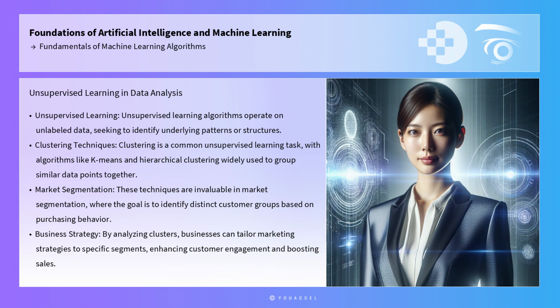In contrast, unsupervised learning algorithms operate on unlabeled data, seeking to identify underlying patterns or structures. Clustering is a common unsupervised learning task, with algorithms like k-means and hierarchical clustering widely used to group similar data points together. These techniques are invaluable in market segmentation, where the goal is to identify distinct customer groups based on purchasing behavior. By analyzing clusters, businesses can tailor marketing strategies to specific segments, enhancing customer engagement and boosting sales.